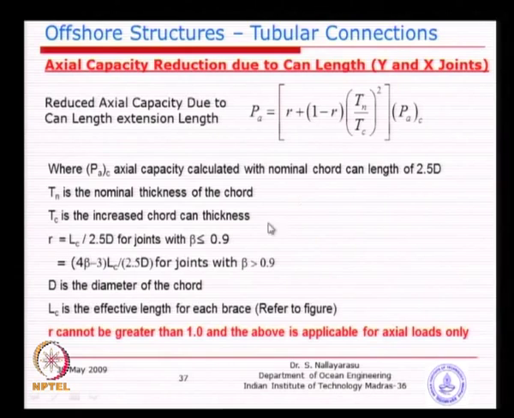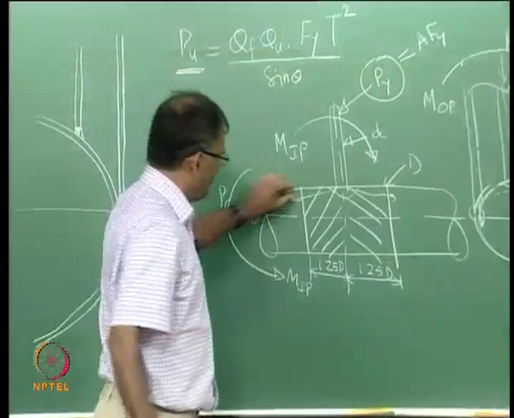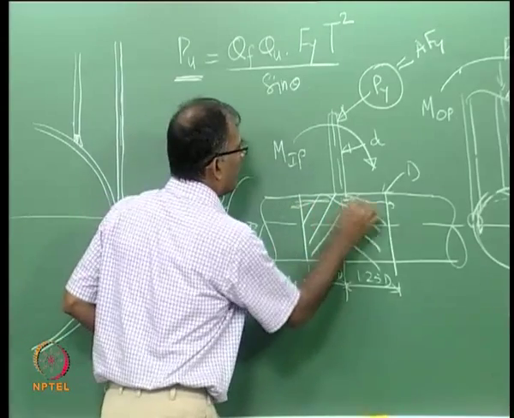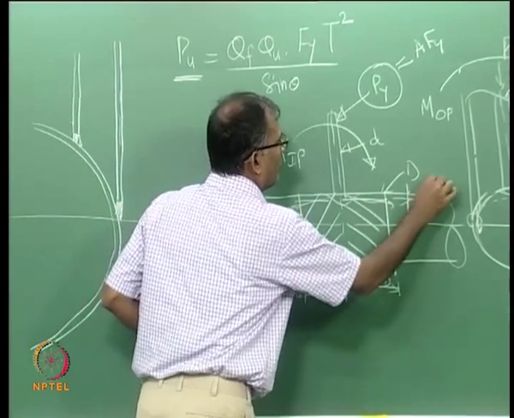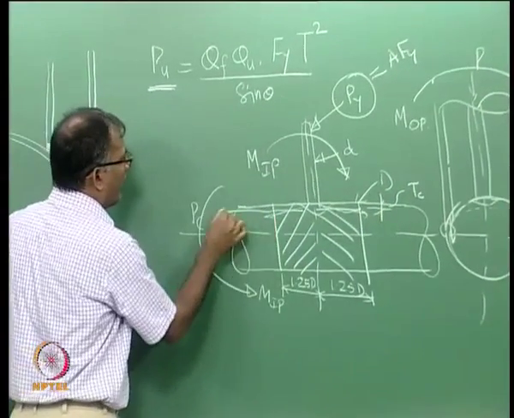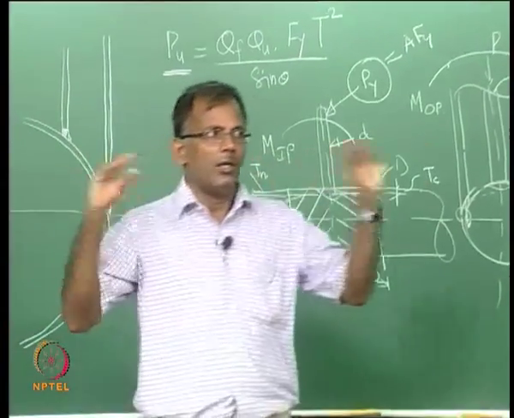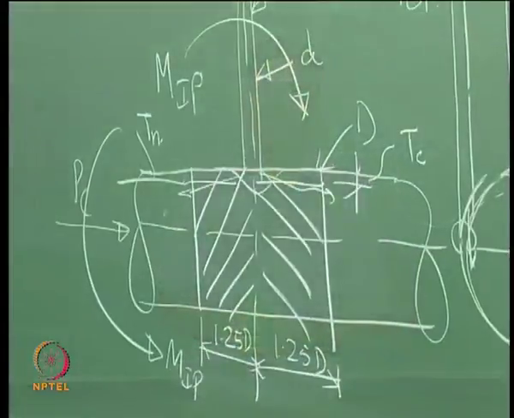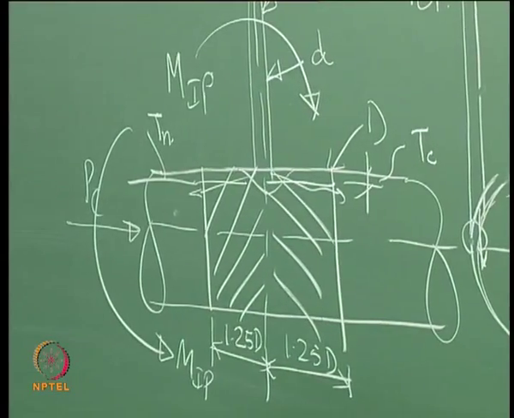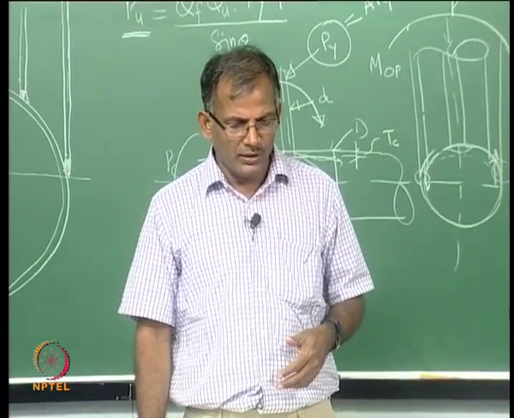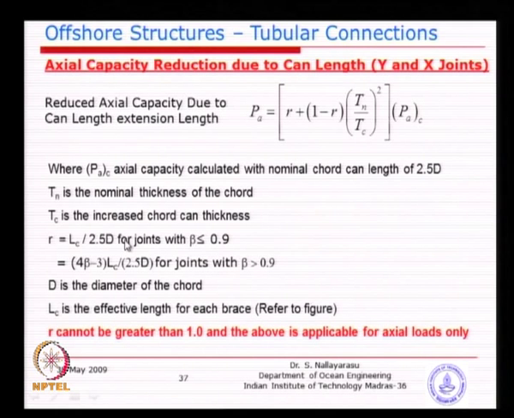So, what is TC? TC is basically the increased thickness, which is basically at this location. This location we have TC, and elsewhere we have T nominal. So, at the distance away it is basically nominal thickness, and the location at which the joint is located, the increased thickness is called the increased chord thickness.